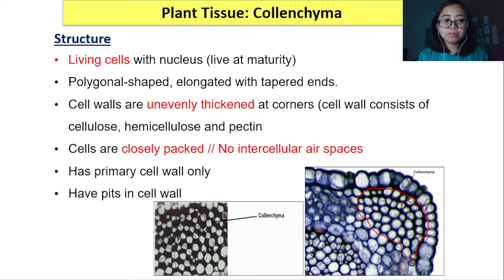The cells will be closely packed. There will be no intercellular air spaces. Sel dia disusun dengan padat, dengan rapat, tidak nampak ruangan di antara sel. Dia ada primary cell wall sahaja. It has primary cell wall only, and they will have pits in cell walls. Pits means dia ada lubang di cell wall dia.